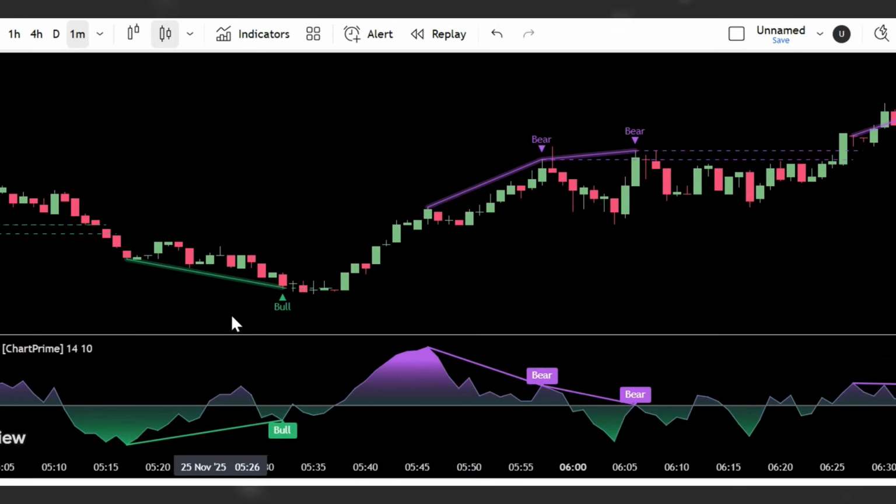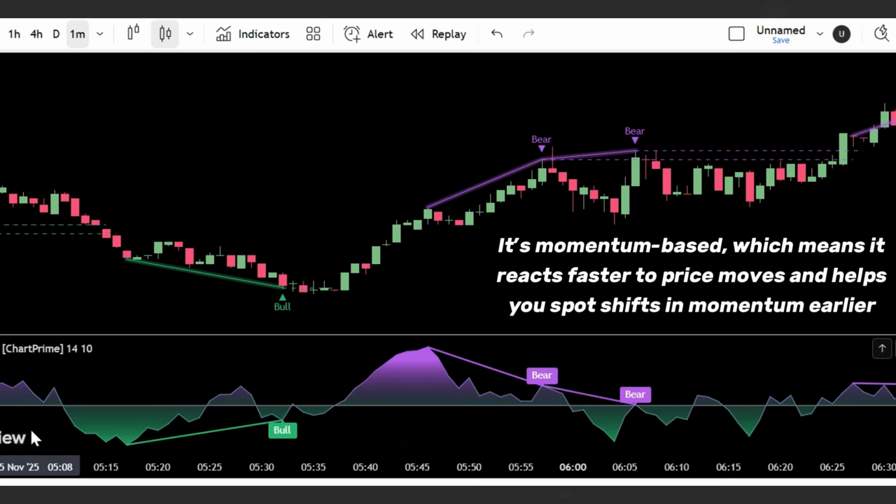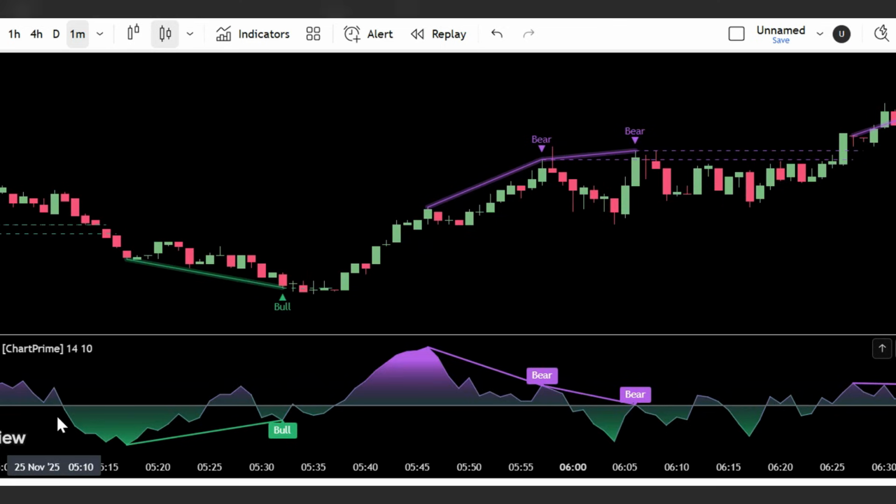Below the main chart, there is an RSI oscillator, but it's not the standard RSI. It's momentum-based, which means it reacts faster to price moves and helps you spot shifts in momentum earlier. On this oscillator, you'll also see small text labels like bull or bear showing where divergences have been confirmed.